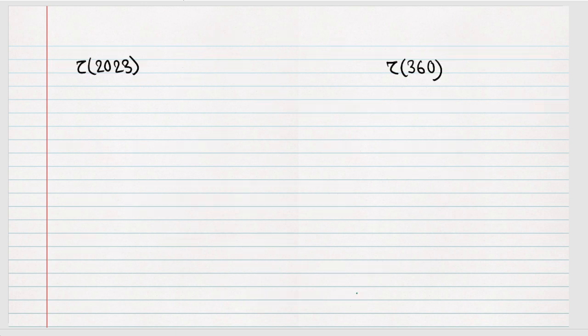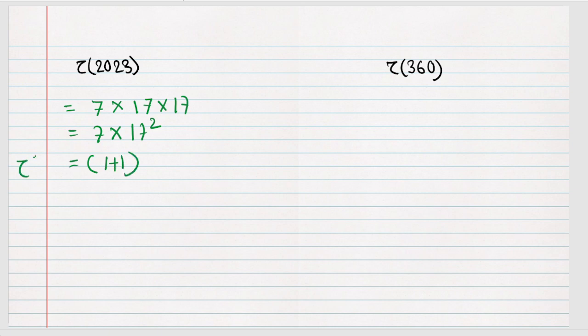Now similarly we can easily find out the question, that is tau of 2023. If we find the prime factorization of 2023 by the fundamental theorem of arithmetic, then we will get that the prime factorization of 2023 is 7 into 17 squared. Now 7 and 17 squared, both are distinct primes. Then if we find tau of 2023, that is 1 plus 1 and 2 plus 1, which is nothing but 2 into 3 equals 6.